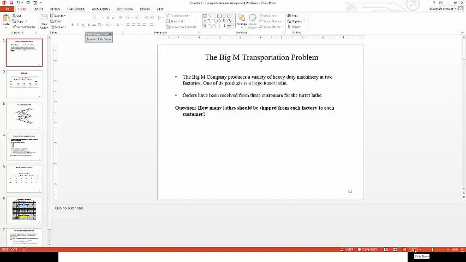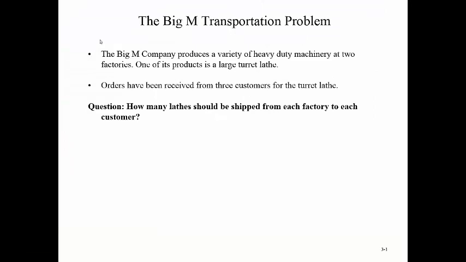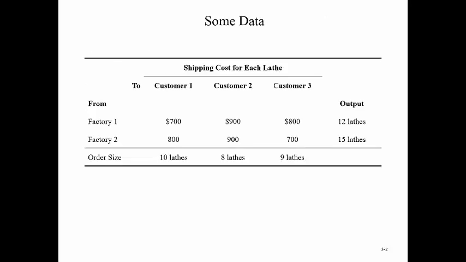So the first one is the transportation problem, and it is the Big M company, and again they produce these products, these large turret lathes, and each plant has capacity, and they've gotten orders from the various customers for certain amounts of each of these lathes. So the question is, how should we satisfy that demand? In other words, which plants should be shipping product to which customers?